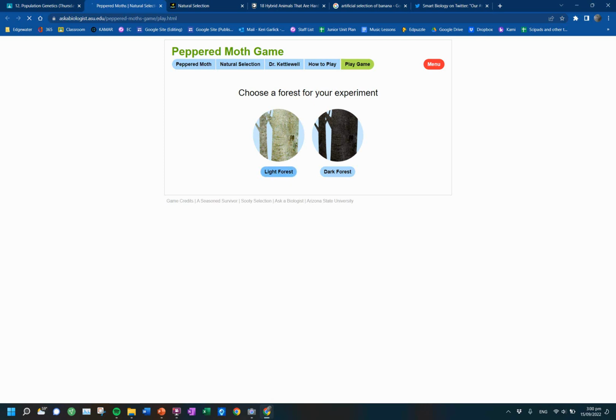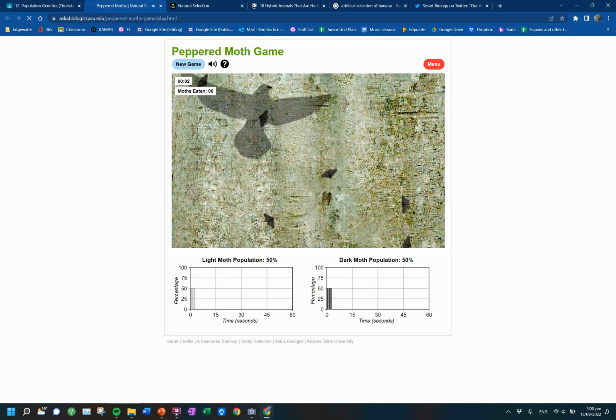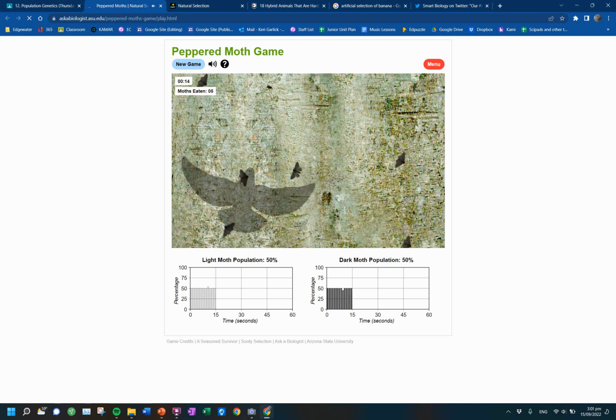So you can choose a light forest, and you play as the bird. The bird is trying to eat the moths. So which moths are easier to find? Can you see any of the white moths? Yeah. We can see all the black ones. Oh, there's a white one. Oh, it's harder for me to get those. And what you're gonna see is that over time, come on, eat it. Why can't I get that one? Oh, that's not a moth. That was just the tree.